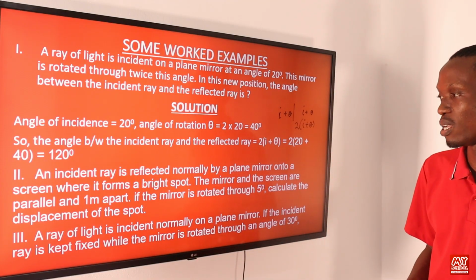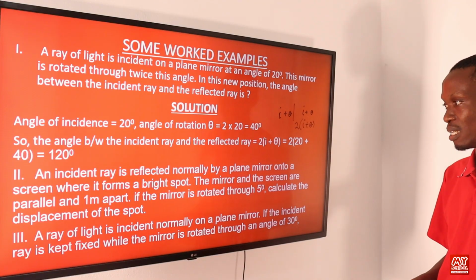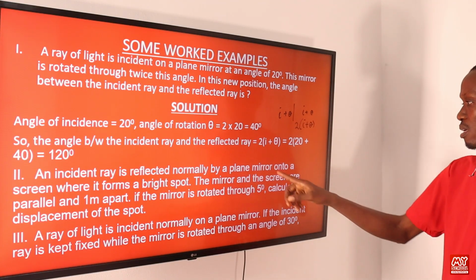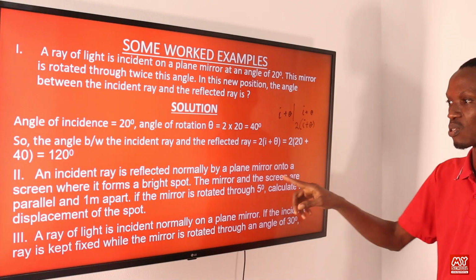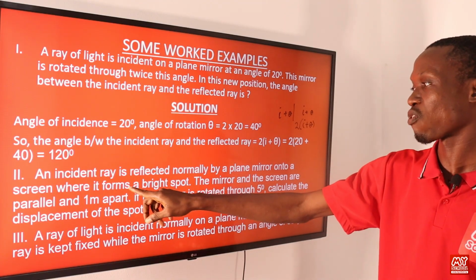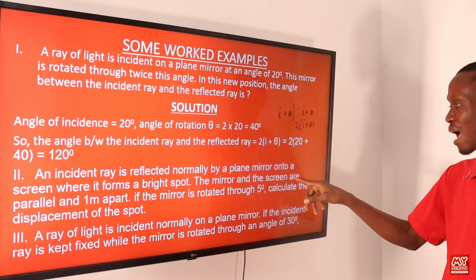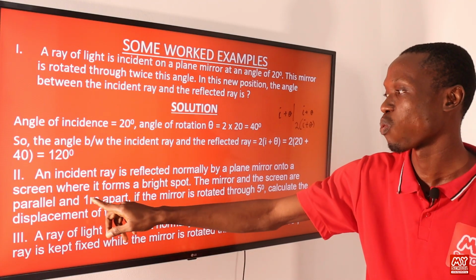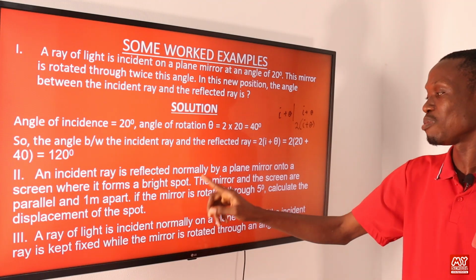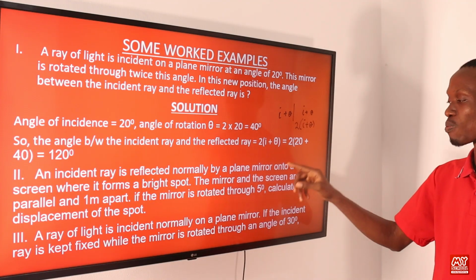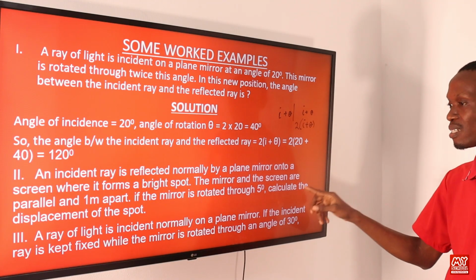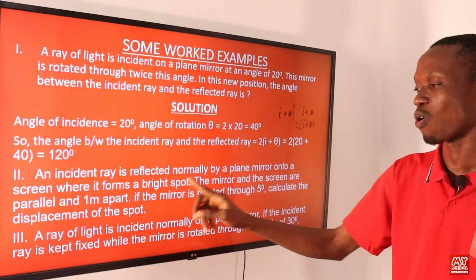So let's solve example 2. An incident ray is reflected normally by a plane mirror onto a screen where it forms a bright spot. The mirror and the screen are parallel and 1 meter apart. If the mirror is rotated through 5 degrees, calculate the displacement of the spot.